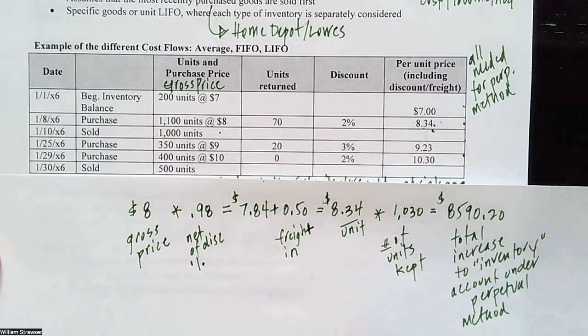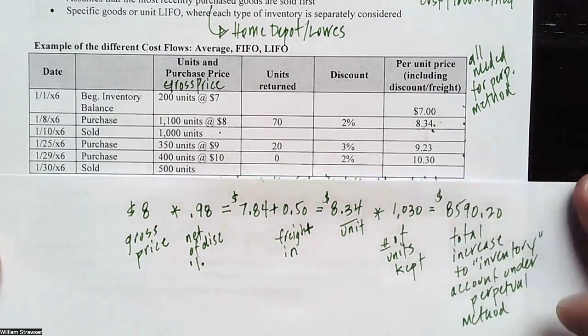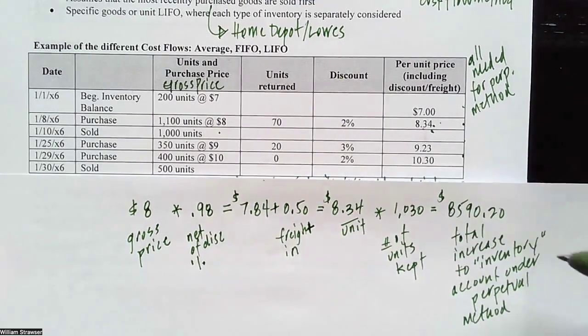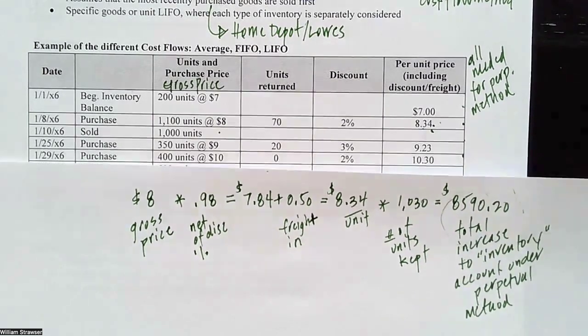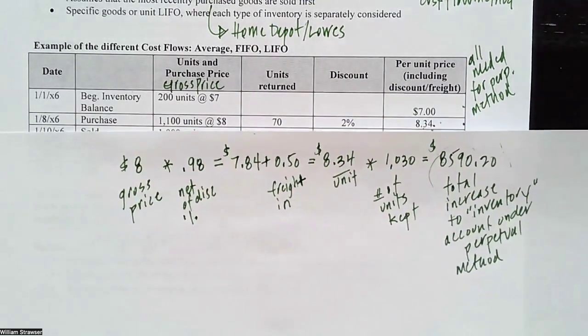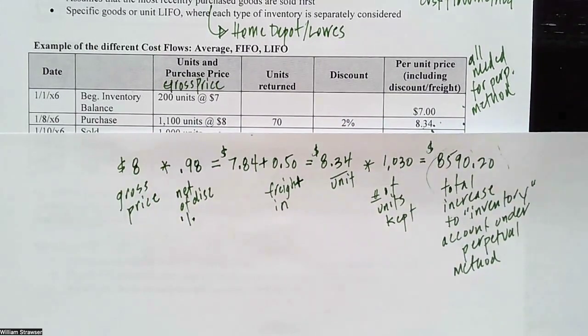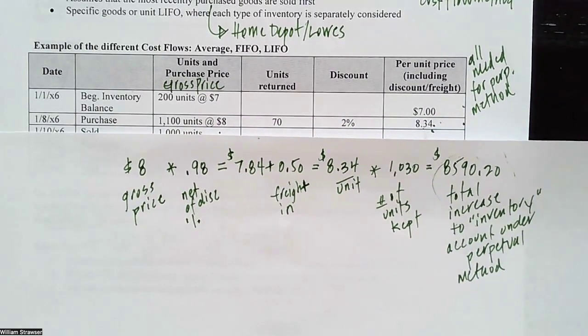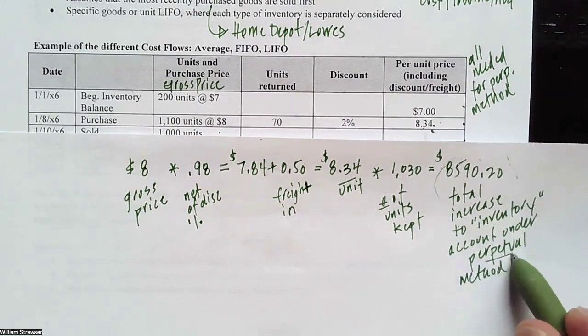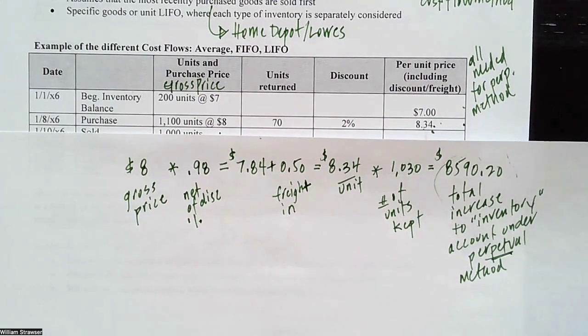Hopefully you did it. Let's talk now just a little bit about why this is an increase to inventory. I'm going to prove it to you. If you don't need the proof, if you're not doubting me, then you can kind of fast forward through this part. But if we're using a perpetual method, I'm just going to lay out some journal entries.